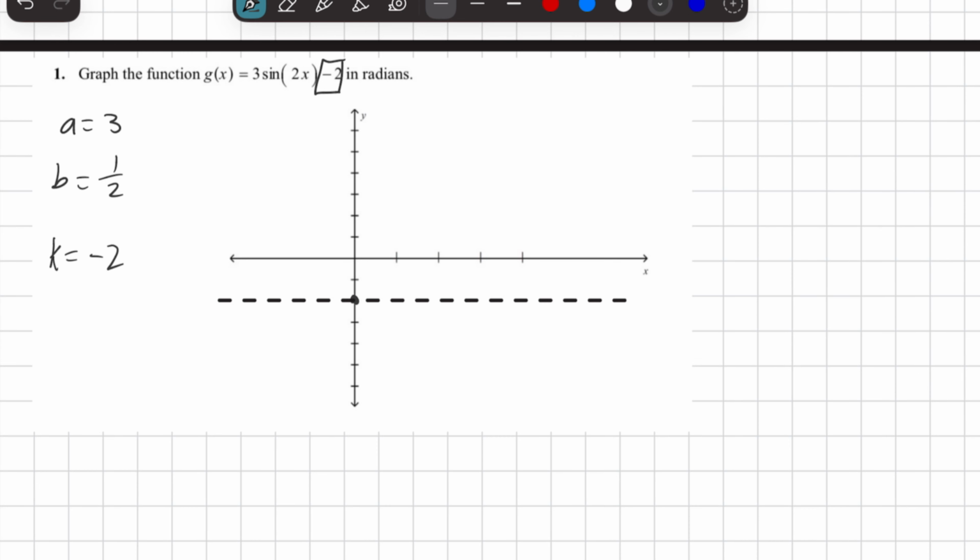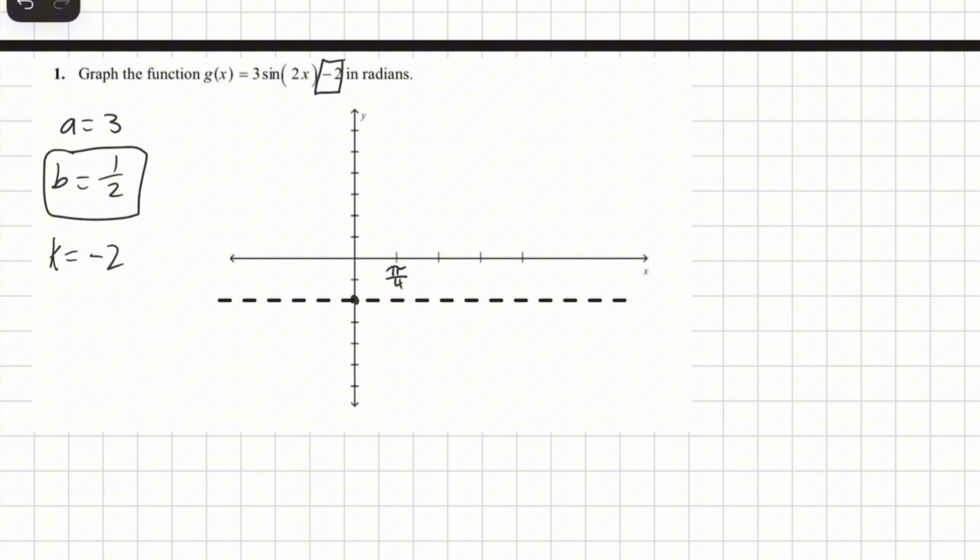Now, what I do for this b value, instead of having to change where my points are x value-wise, is I just change all of the points that I have written down. So instead of it being at pi over 2 or 90 degrees, I'm just going to divide that by 2, so you're going to have pi over 4, because pi over 2 times 1 over 2 is pi over 4.